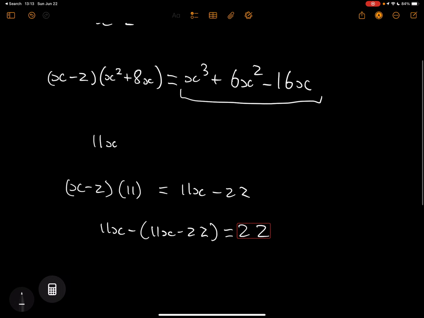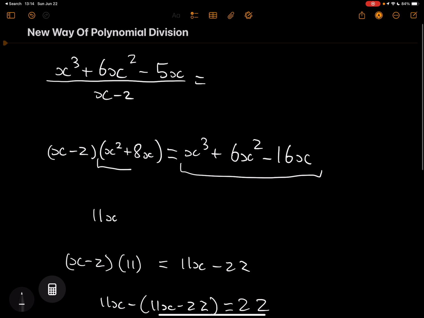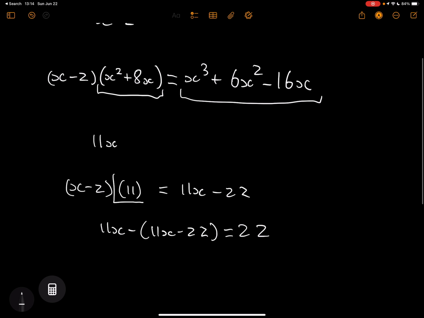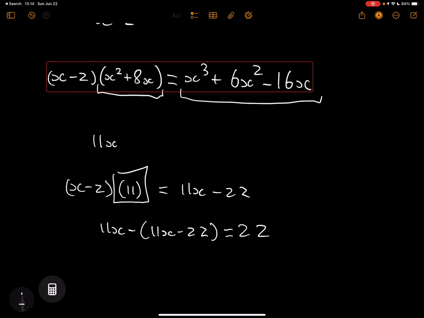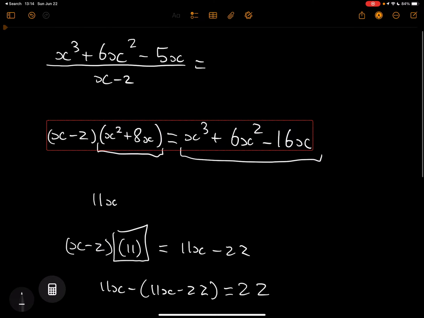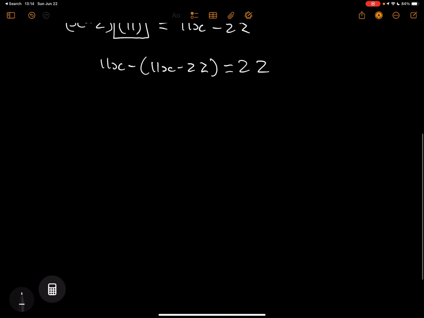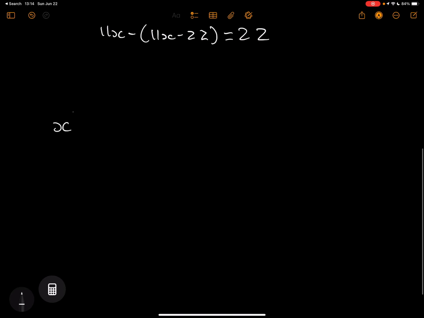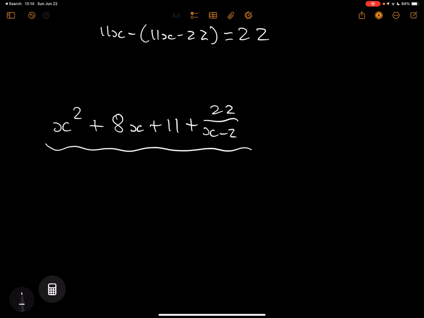Now, remember from the beginning, we made this new binomial, and we also made this new monomial, right? We have to take these and add them together. x squared plus 8x plus 11, and then you add the remaining integer over the denominator of the original expression, which is x minus 2. And here we go. It's much faster than polynomial long division, incredibly easy to do.